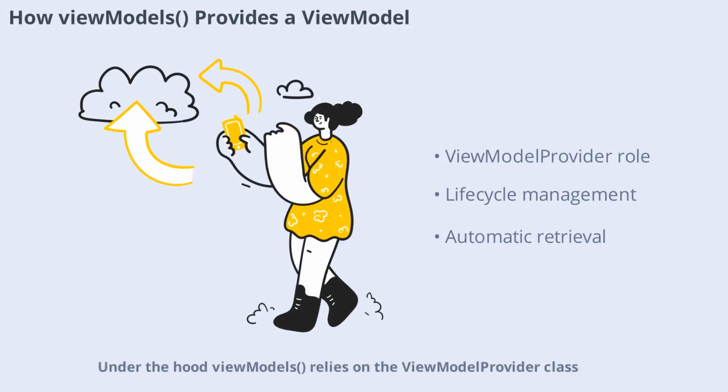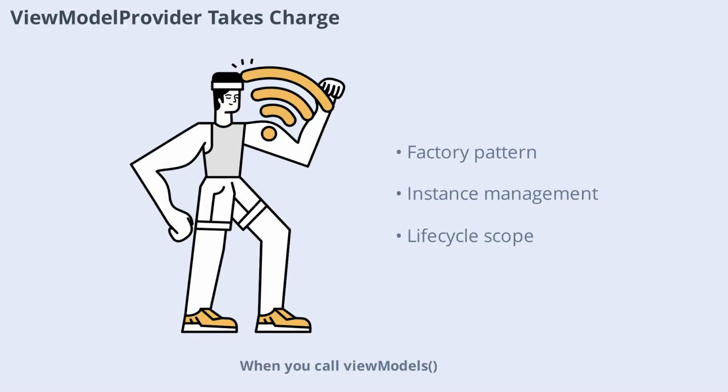Under the hood, viewModels relies on the ViewModelProvider class. This is where the real magic happens. ViewModelProvider is responsible for managing the lifecycle of your ViewModel, ensuring that you always get the right instance for your activity or fragment. It handles the creation and retrieval of ViewModel objects, so you don't have to worry about managing them manually. If you call viewModels, it uses a ViewModelProvider instance to fetch or create your ViewModel.